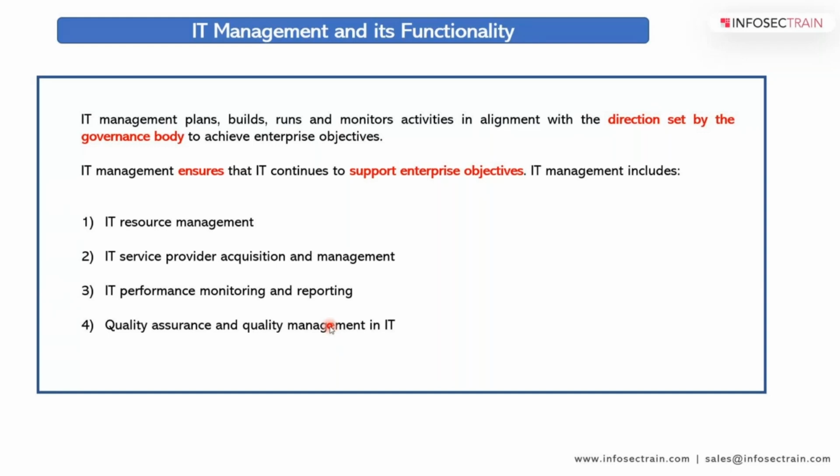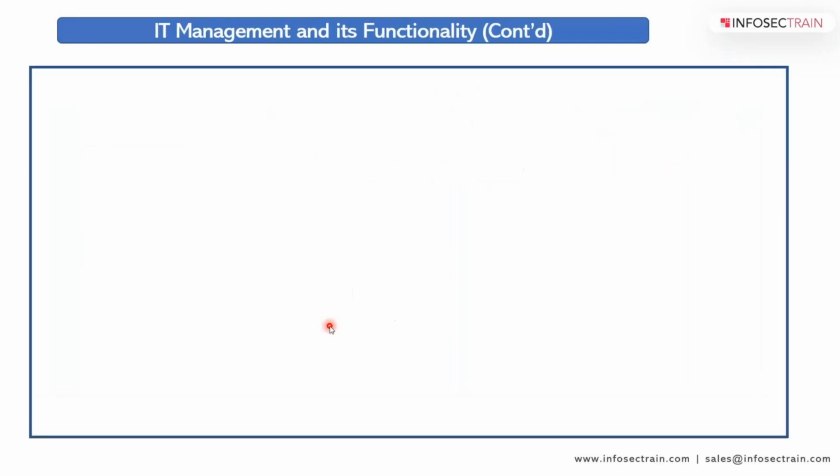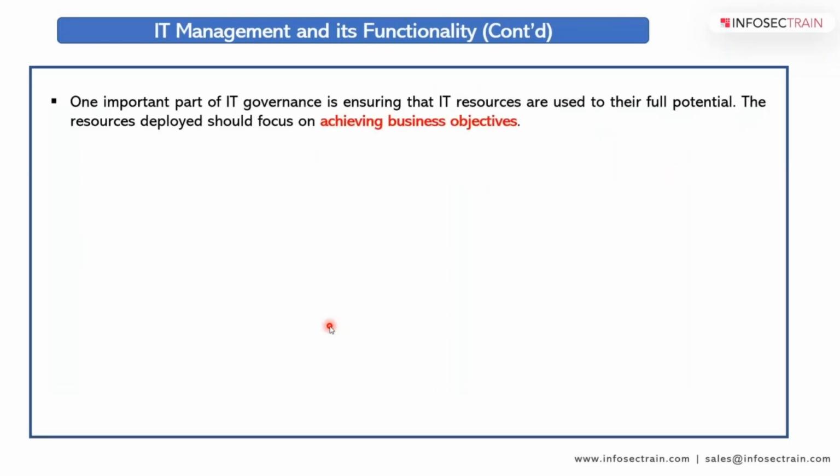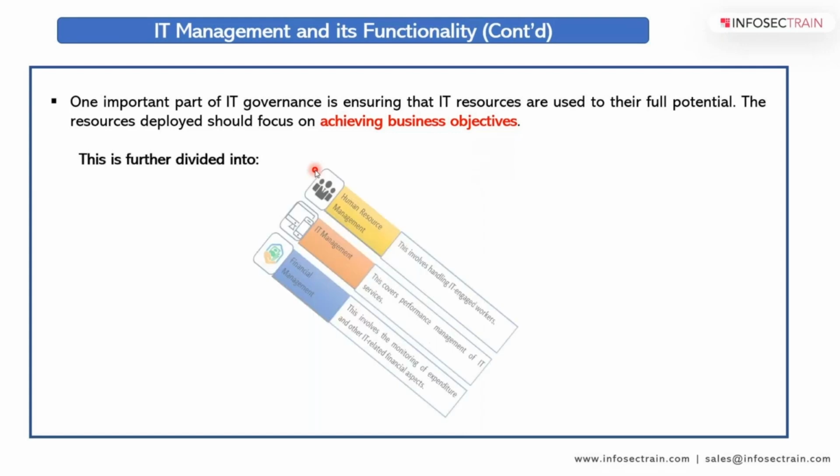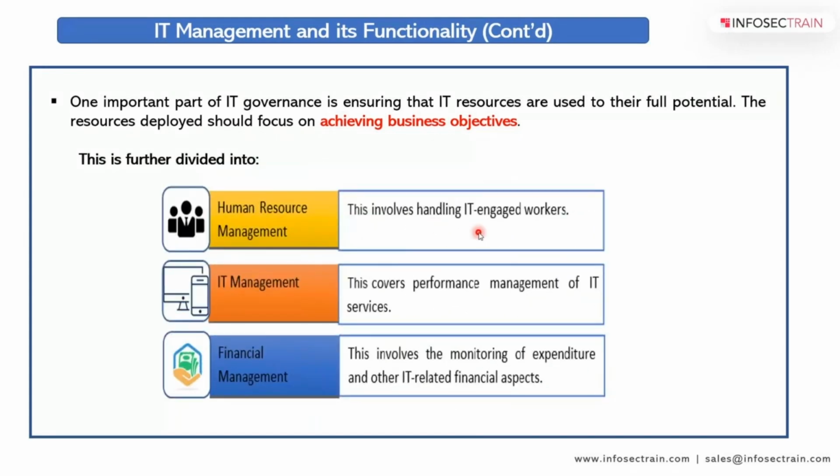So next we'll continue with IT management and its functionality. So one of the important parts of IT governance is ensuring the IT resources are used to their full potential. The resources deployed should be focused on achieving business objectives. Okay. Now this is further divided into three sections. The first is human resource management. This involves handling IT-engaged workers. Second is IT management. This covers performance management of IT. And third, financial management. This involves the monitoring of expenditure and other IT-related financial aspects.